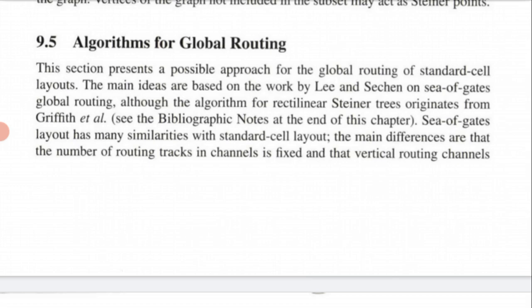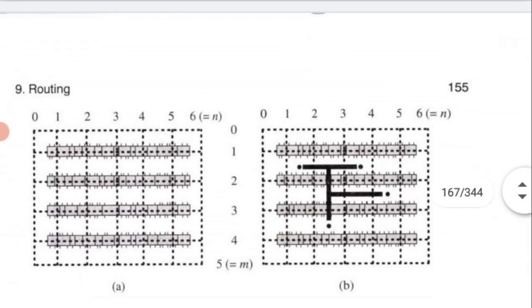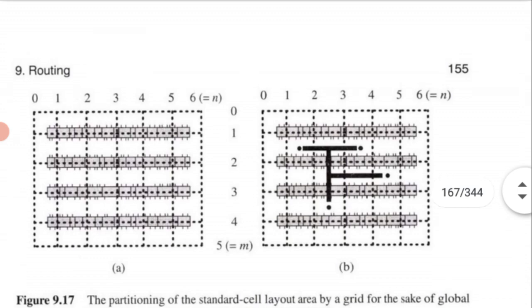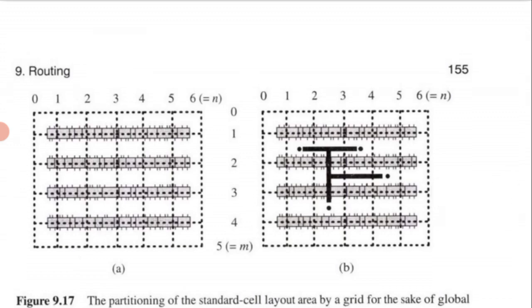In the first section, we are discussing the approach based on the standard cell layout. The main thing in the algorithms for global routing is first defining the problem. First the layout is covered by a grid. In the first figure the dotted portion shows the grid.